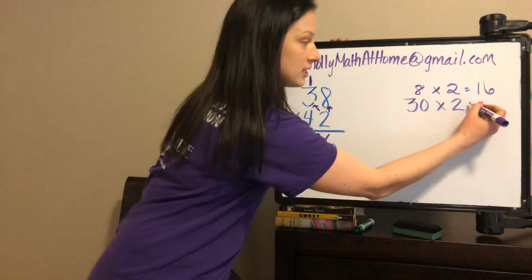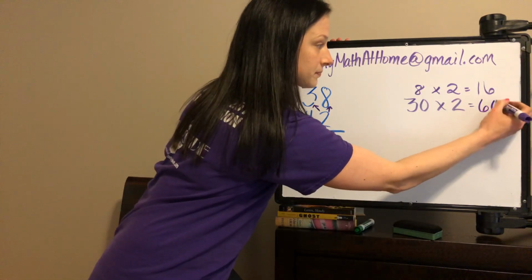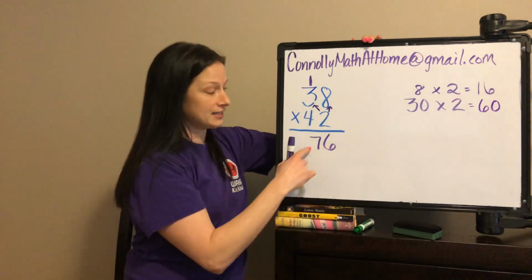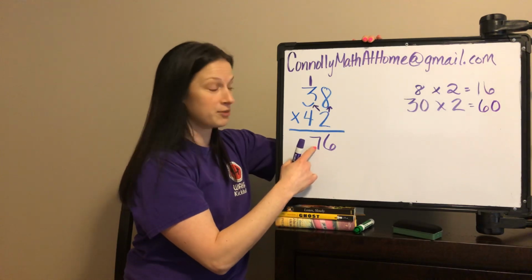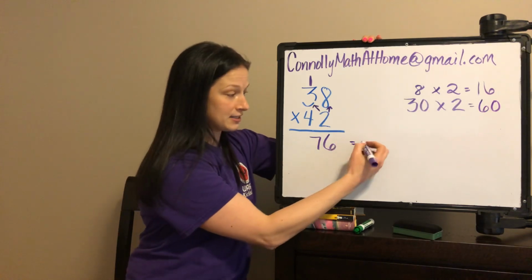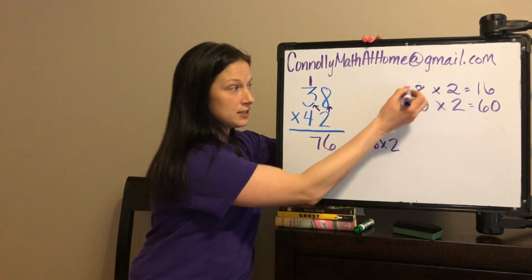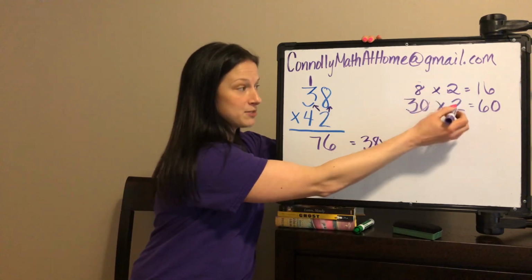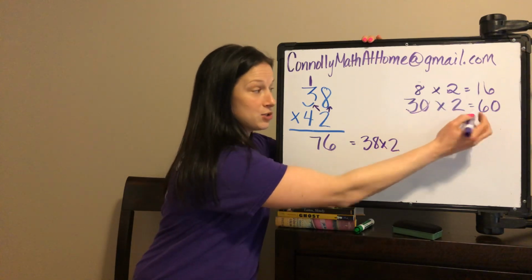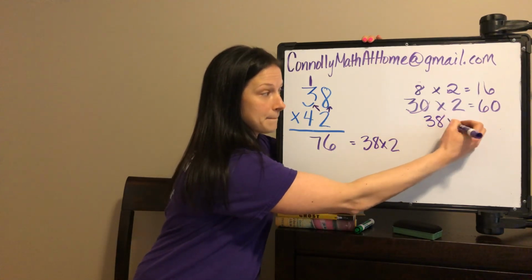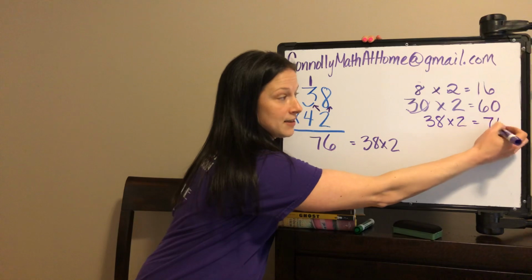So we just did 30 times 2, and this step here, all the stuff in purple, represents 38 times 2. Do you see the 38 times 2? So 38 times 2 is 76.